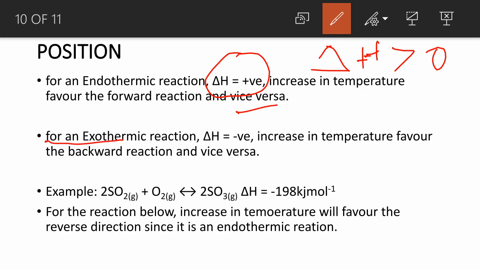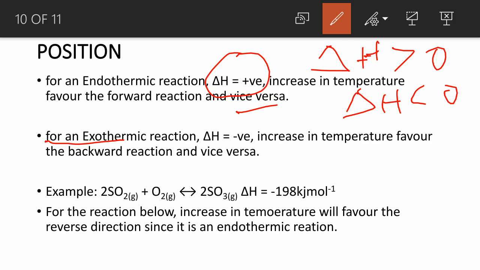Now, for an exothermic reaction, delta H is negative. That means delta H negative, or you say delta H is less than 0. This is for an exothermic reaction. Increase in temperature will favor the backward reaction and vice versa. What that means is that if I decrease the temperature, it will favor the forward reaction.